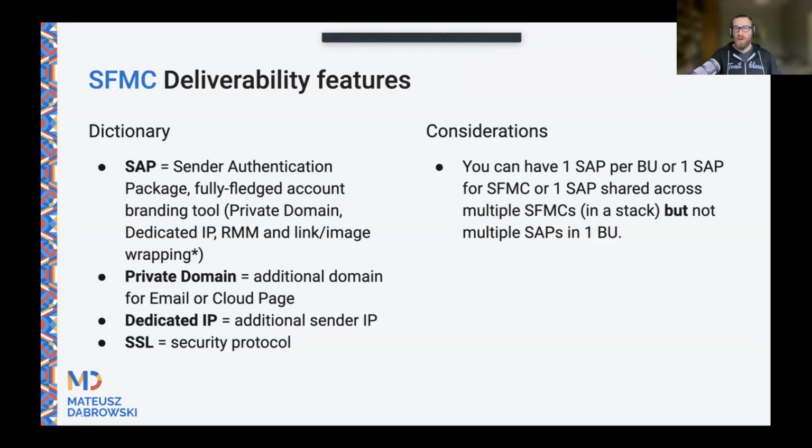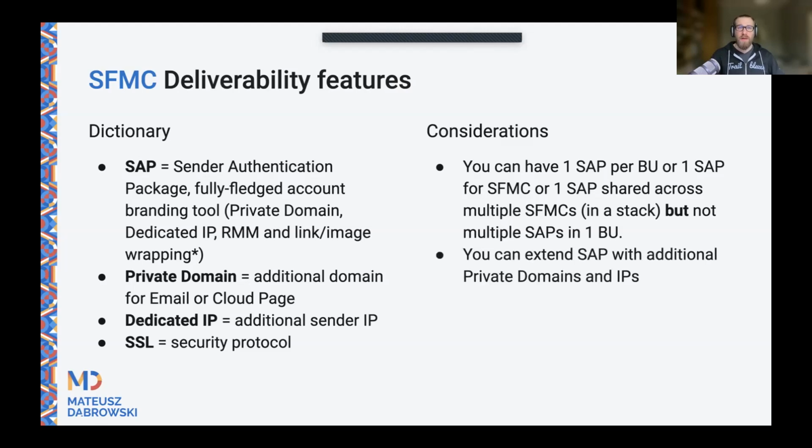Because, for example, if you want to have completely separate branding in terms of link and image wrapping in a single business unit, it's not possible because you will not be able to have multiple link and image wrapping in a single business unit. You will need to have separate business units to cover links and images.